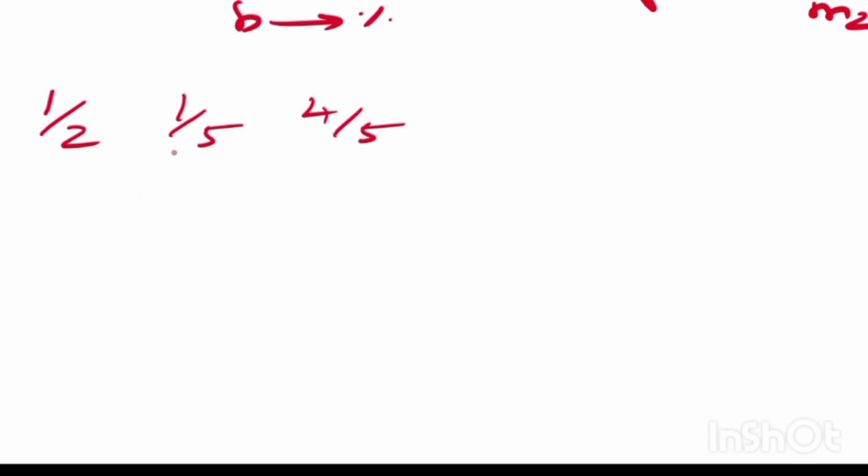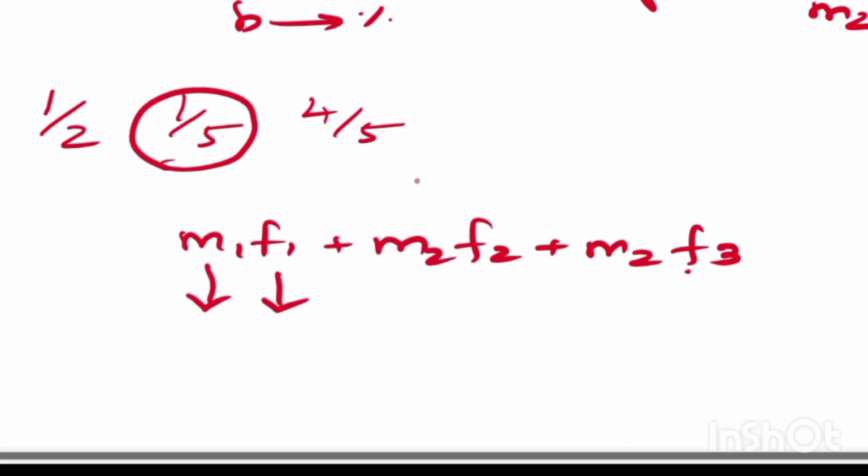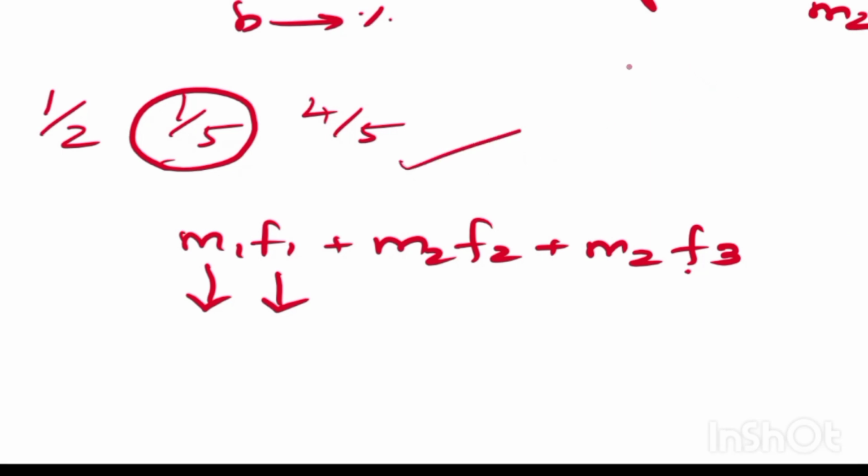If they have given the abundance as fraction, the formula which you have to use is M1 F1 plus M2 F2 plus M3 F3. So what is M here? M is the mass, and what is F1 here? F1 will be the fraction of the isotope which has mass M1. Okay, so if you have given in fraction, you have to use this formula, and if they are given in percentage, you have to use that formula. Okay, so next we'll move on to mole fraction.